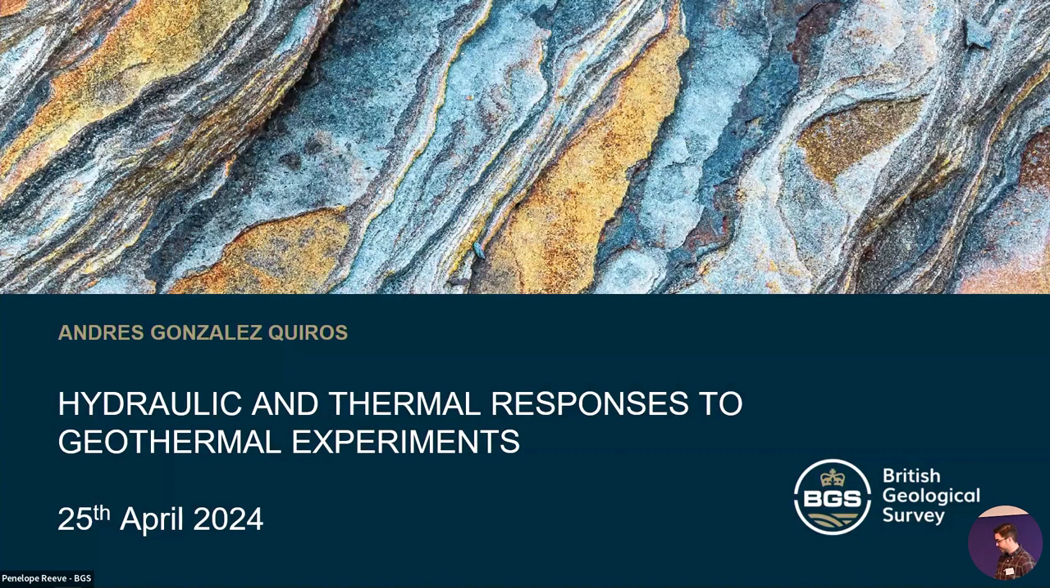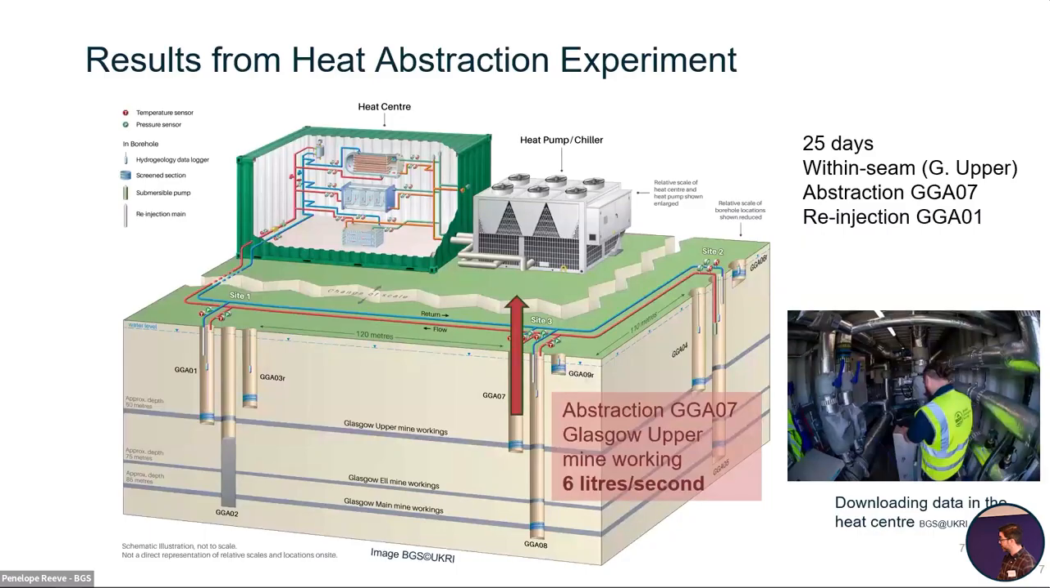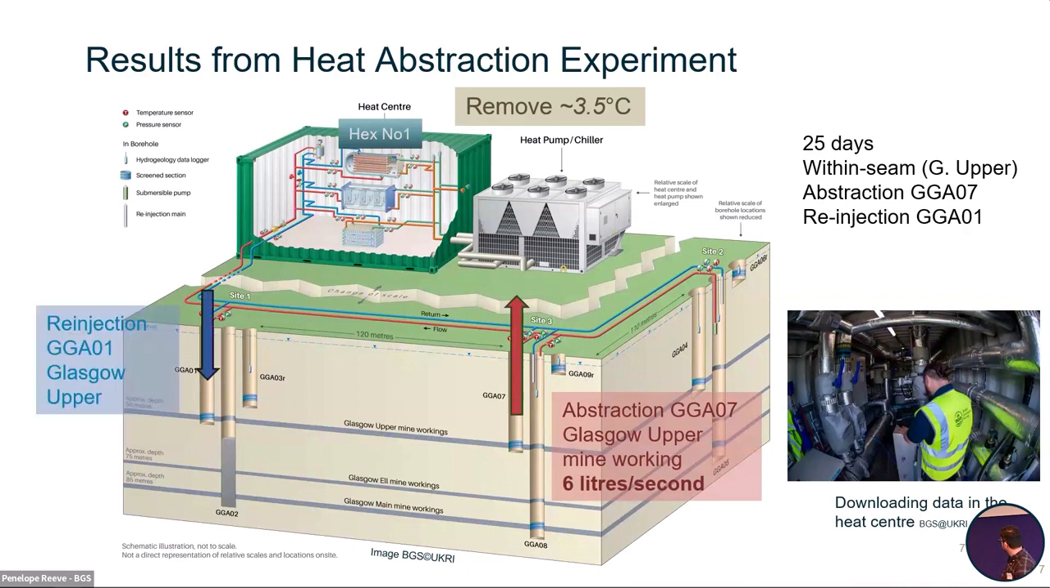Thanks very much. I'm Gonzalez Quiros, hydrogeologist at the BGS, and I'll show you some hydraulic and thermal responses from one of the tests we ran for 25 days at the observatory last November and December. This test was abstraction in GJ07, you can see that with the red arrow, at 6 liters per second, heat abstraction, so removal of around 3.5 degrees, and rejection in GJ01. All in the same mine working.